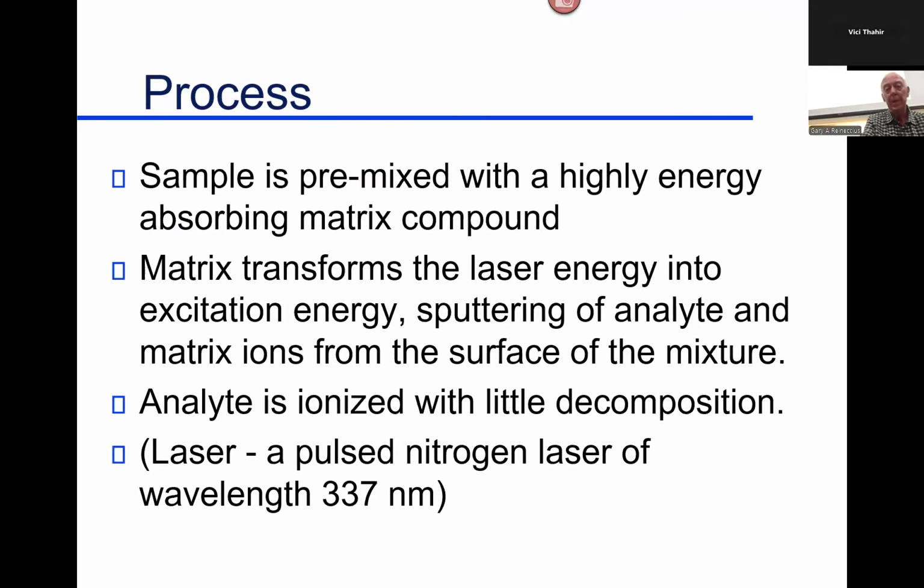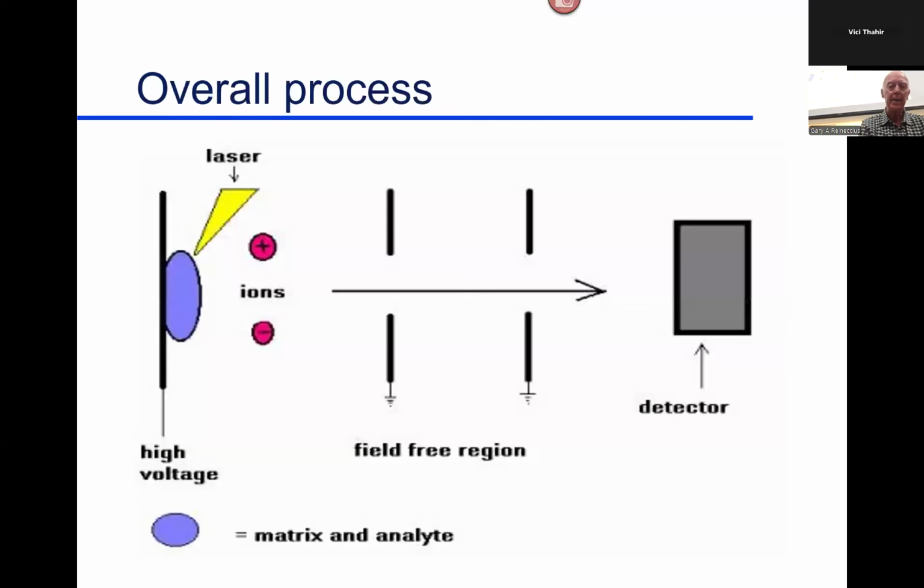So the sample is pre-mixed with a high energy absorbing matrix. When it gets zapped, the matrix takes it up and transforms the laser energy into excitation energy. Basically the analyte gets ionized with very little decomposition. You usually are aiming for the molecular weight, what we call the parent ion. So this matrix is really good at giving us a parent ion, the molecule that's intact.